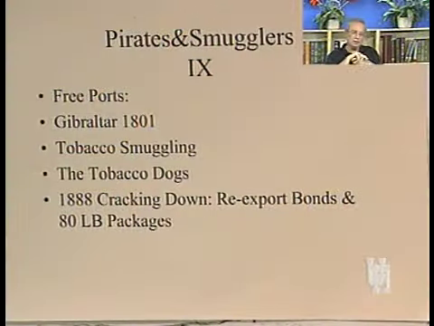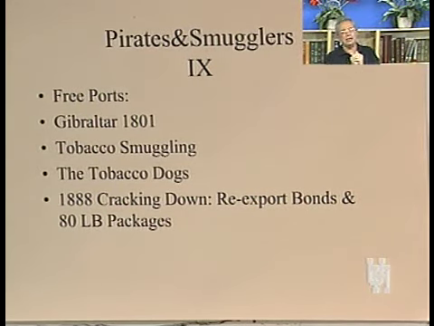Now, another example of cases where smuggling continued despite free trade involves the existence of free ports. We saw a little bit of this when we talked about the American Revolution. We talked about St. Eustatius as a free port in the Caribbean. And there are a few of these free ports now in the middle of the 19th century.